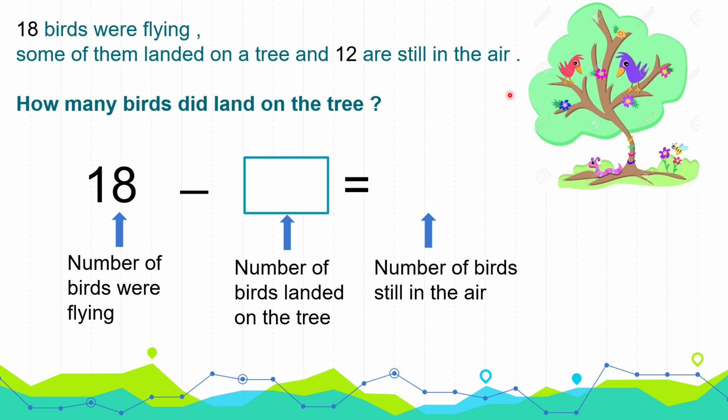After the smallest number, which is 12, I'm going to count to reach 18. After 12: 13, 14, 15, 16, 17, 18. So I have 6 fingers on. So the answer is 6 birds landed on a tree.